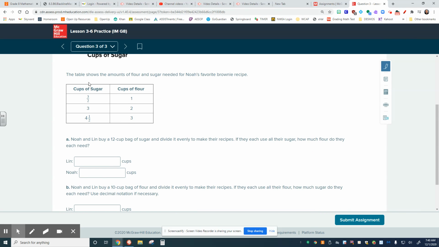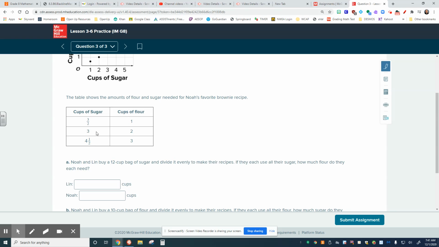See what we're supposed to do. The table shows the amount of flour and sugar needed for Noah's favorite brownie recipe. Since this is Noah's, we're going to be able to compare the two. Noah and Lynn, well, looking at what Noah does, cups of flour is 1 cup of flour to every 3 halves cups of sugar. And then we have 2 cups of flour for every 3 cups of sugar. Assuming with the two of them, obviously, if you're not adding flour, you're not adding sugar, both of these should be a proportional relationship.